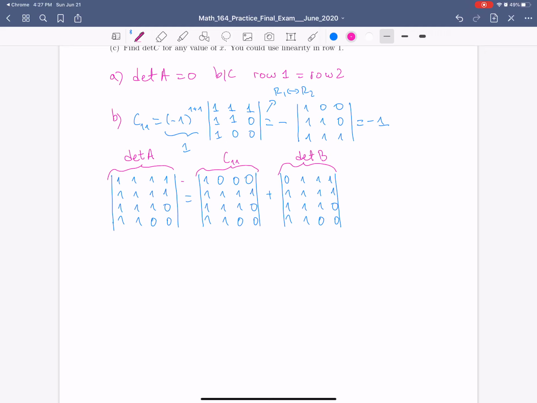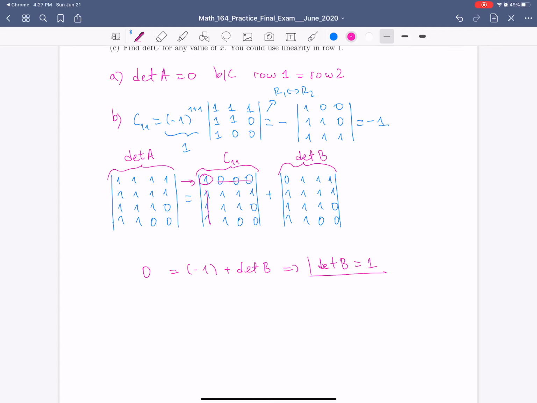If you do expansion along the first row, you will have 1 times, you remove this row and that column, so you have that lower determinant, which is exactly what C1,1 is. So determinant of A, which is 0, equals negative 1 plus the determinant of B. Therefore, the determinant of B better be a 1.